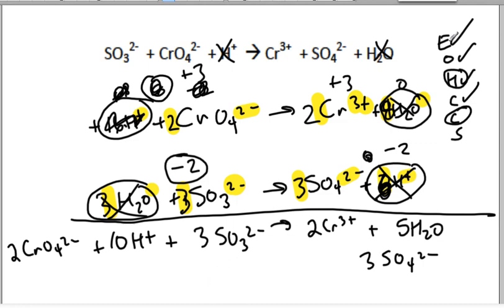Just remember EOHCCS. We balance E, just balance elements like you normally do. O is always adding water. H is adding H+. C, cancel the electrons. Remember coefficient charge. Coefficient charge. Cancel the electrons, and then finally simplify and sum.